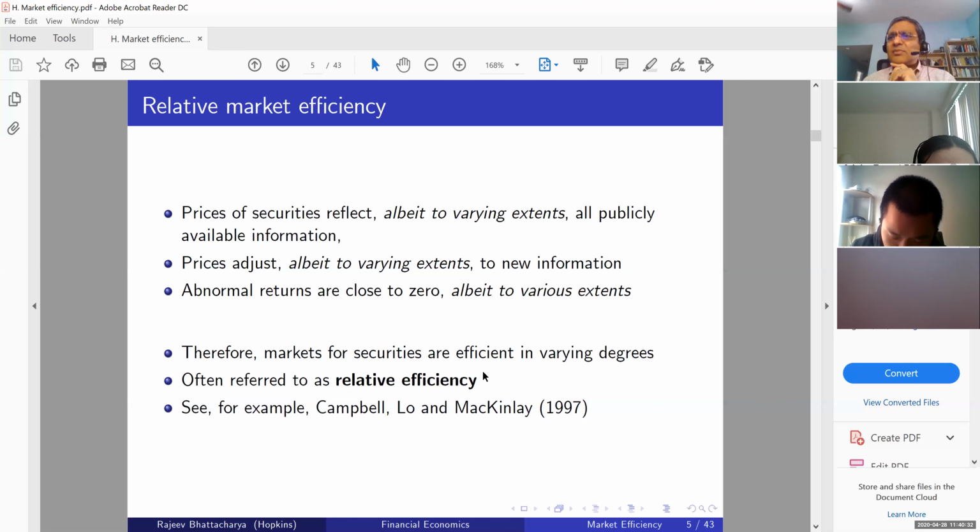Instead of being 0 and 1, efficient or inefficient, it's not a binary number. It's a number that can range between 0 and 1. That's what we call relative efficiency. Campbell, Lo, and MacKinlay's famous econometrics book discusses this in gory detail. Today in research, nobody really argues with that. It's pretty much understood that markets are relatively efficient. How relative? That's the question, and that's what a lot of my research and consulting is all about.